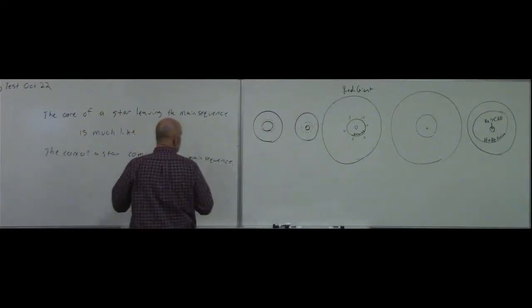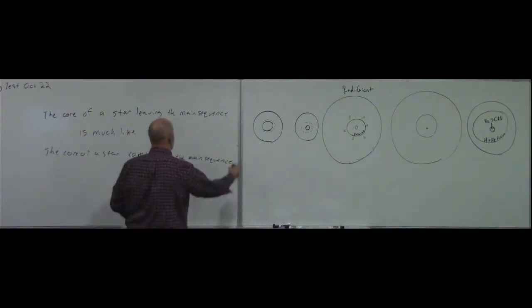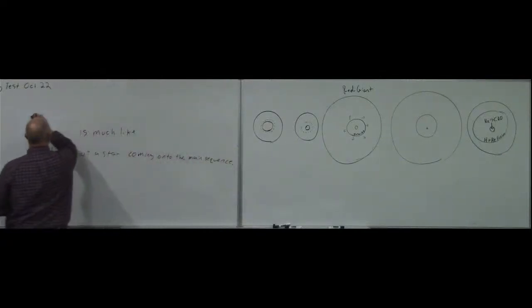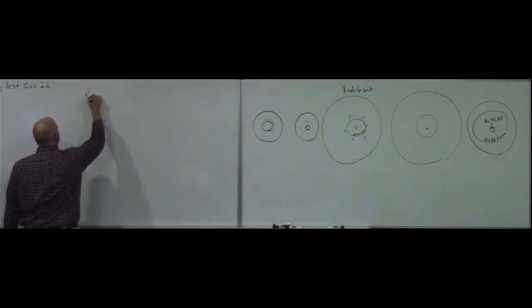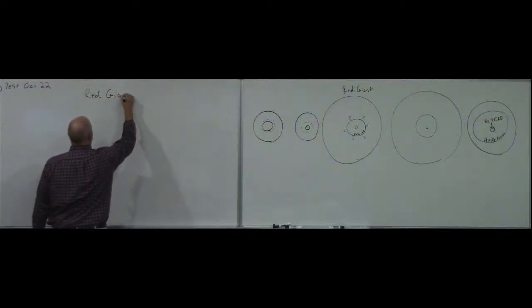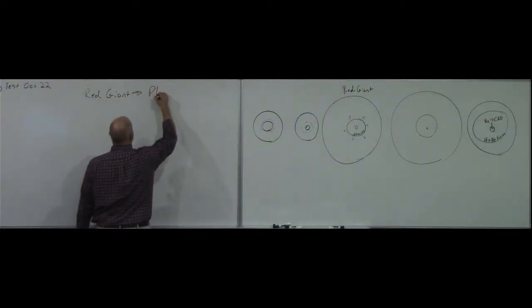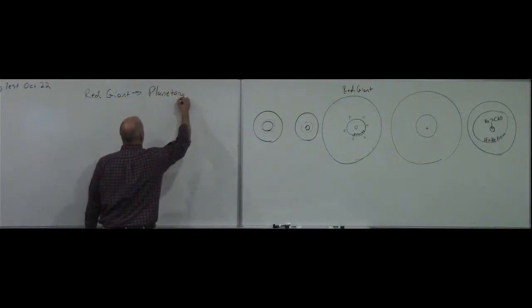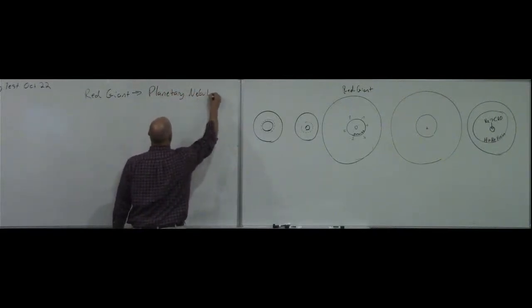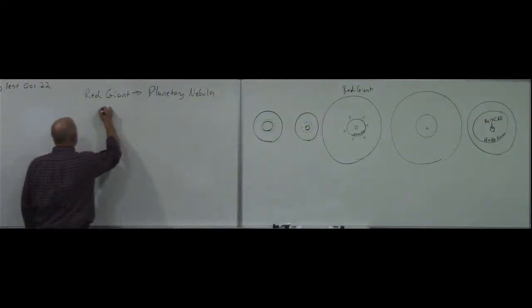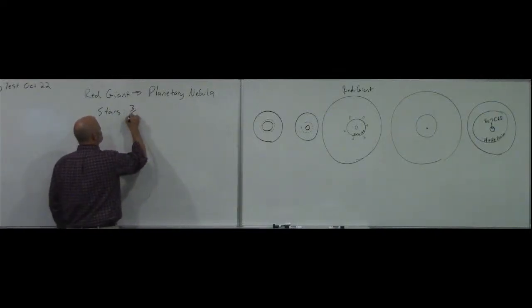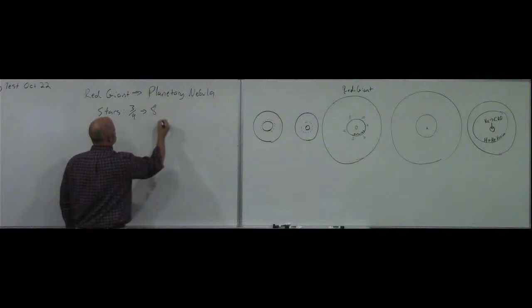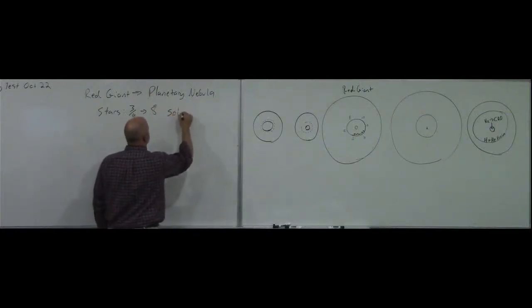So the thing we really want to grasp today, the thing that we're covering, is this concept of going from red giant to planetary nebula. Okay? This happens in stars that are about 3/4 to 8 solar mass units.